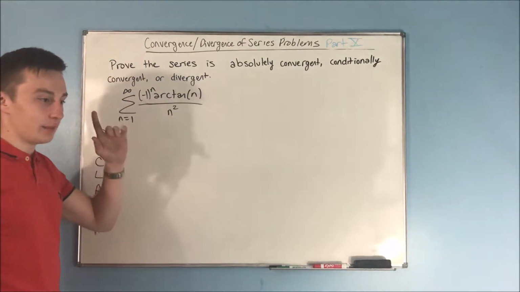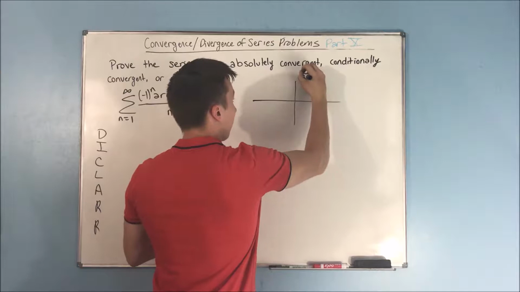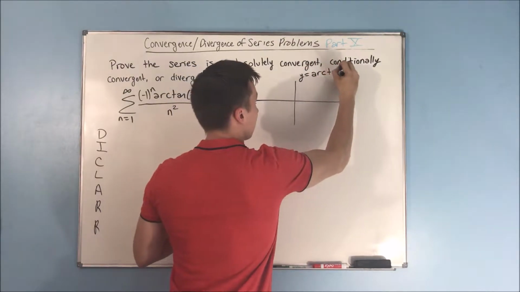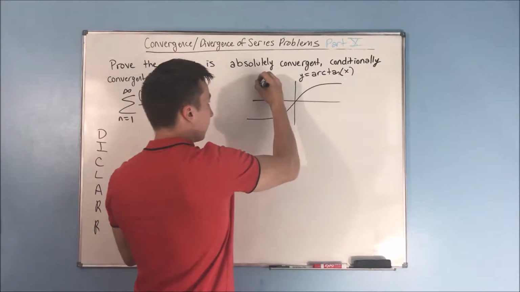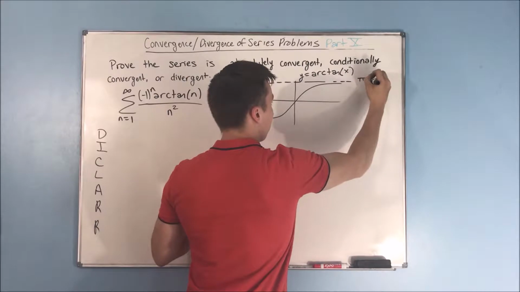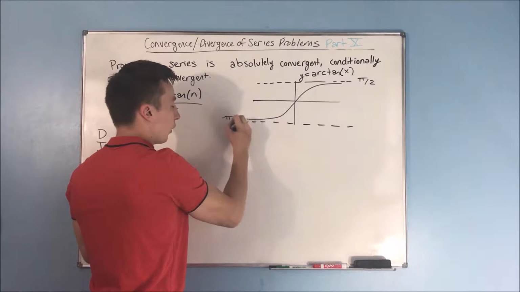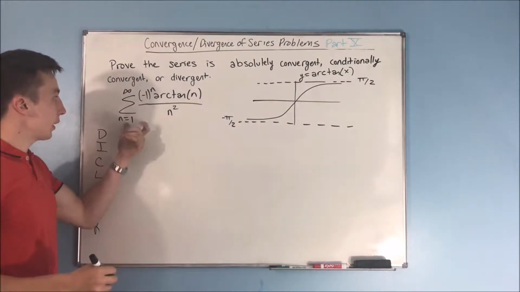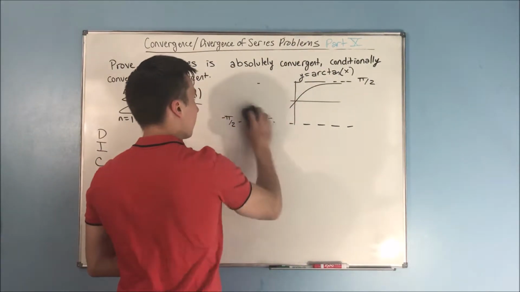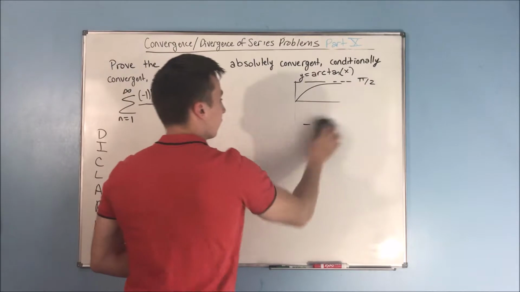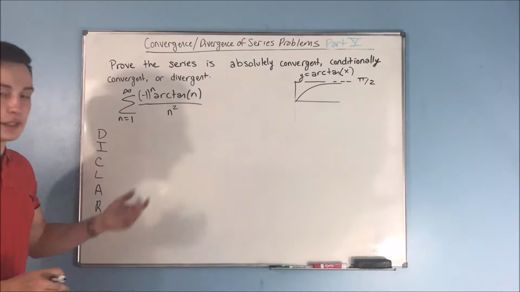Arctan pops up so much, and what you need to know about the arctan graph, y equals arctan of x, is that it has horizontal asymptotes at pi over 2 and negative pi over 2, and that's crucial. Now for series, this is n equals 1 to infinity, so we're only going to deal with the positive part of this, and the graph is just dotted, because that's a sequence.